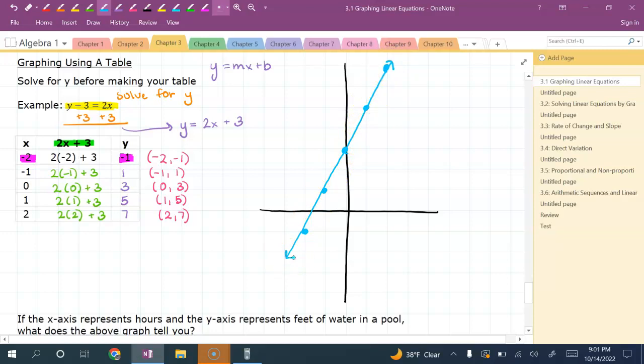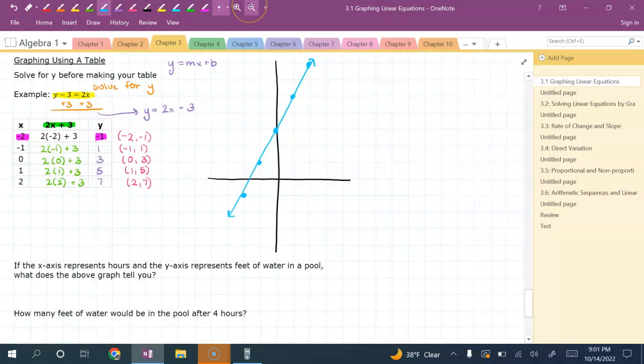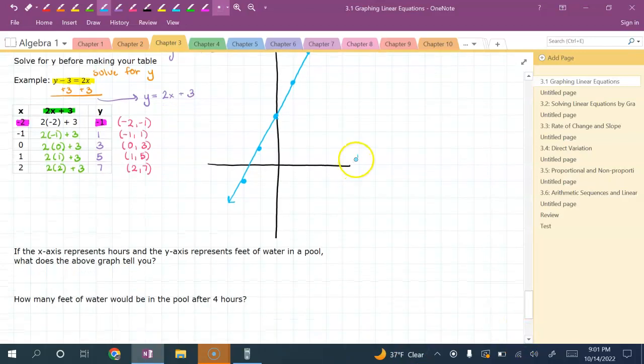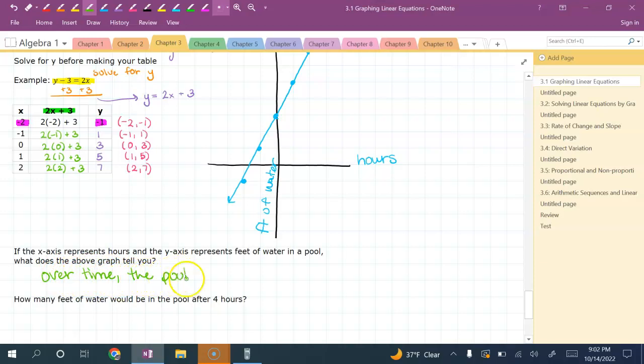Now, there's a couple follow-up questions here for this problem. It says, if the x-axis represents hours, and if the y-axis represents feet of water in a pool, what does the above graph tell you? So as that graph is increasing over time, as more hours pass, the pool is going to be getting more and more full. So I'm going to write that. Over time, the pool is getting more full.